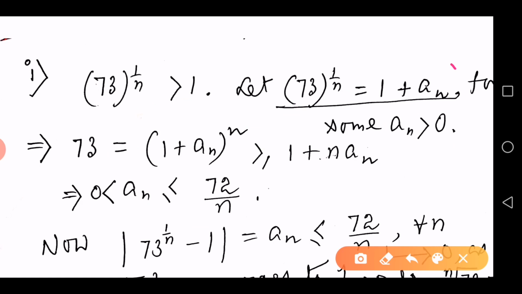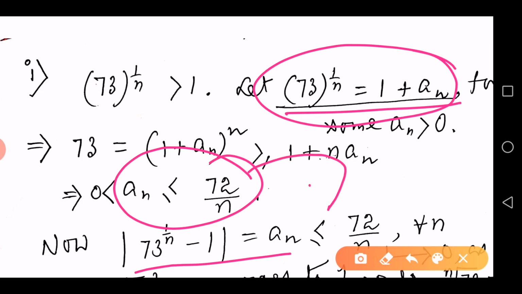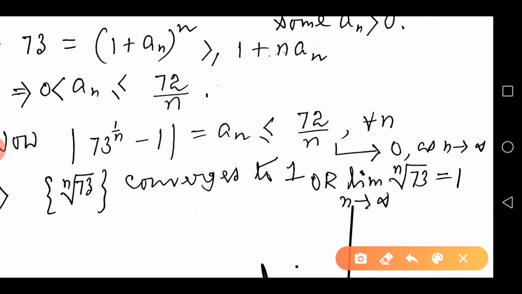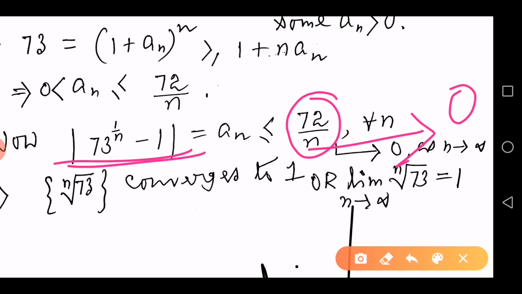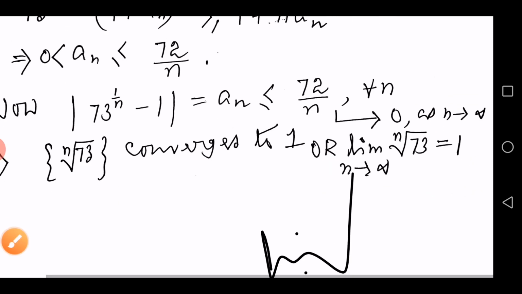Therefore, from this relation, 73^(1/n) − 1 equals an. Again, an is less than or equal to 72/n. So what are we getting? 72/n approaches 0 as n tends to infinity. Therefore an approaches 0, which means 73^(1/n) approaches 1, that is, the nth root of 73 converges to 1. In other words, the limit of the nth root of 73 equals 1.